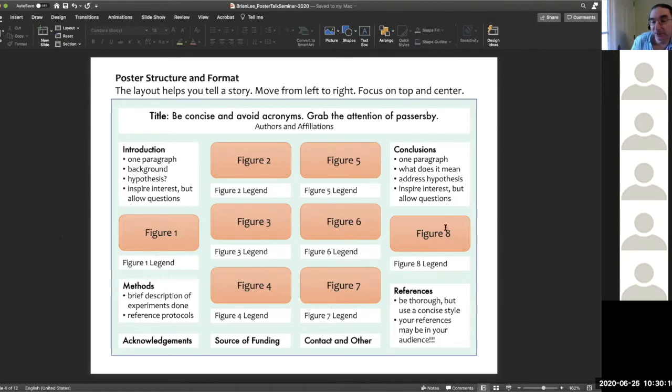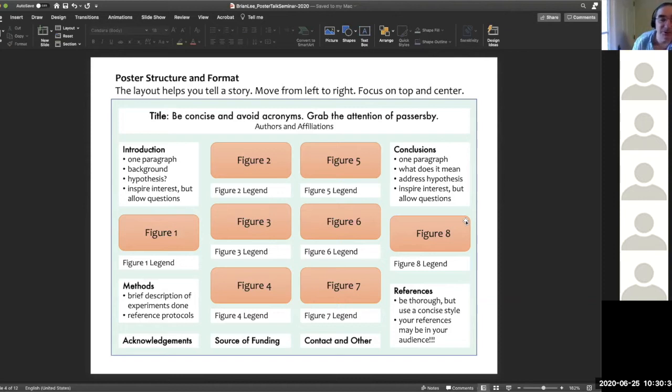And then the last figure here is associated with the conclusions. It's a good idea to have a figure that kind of summarizes the results and puts all the results together and provides some meaning for the research and what you found in doing the research for your poster.